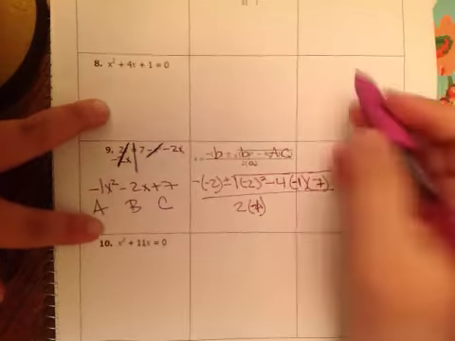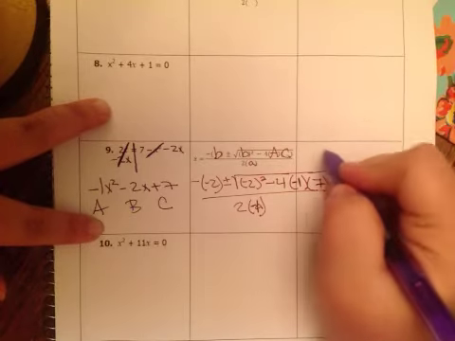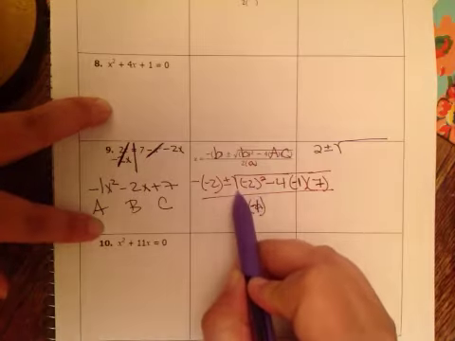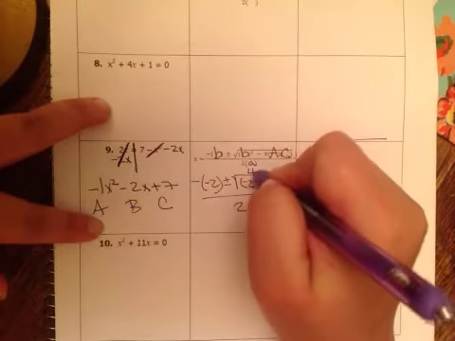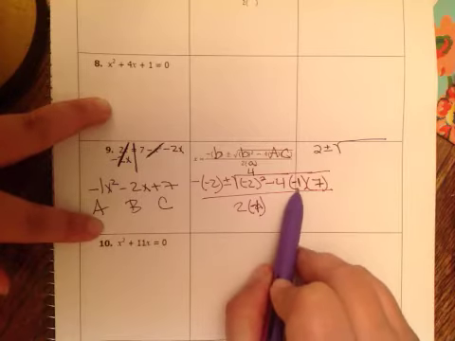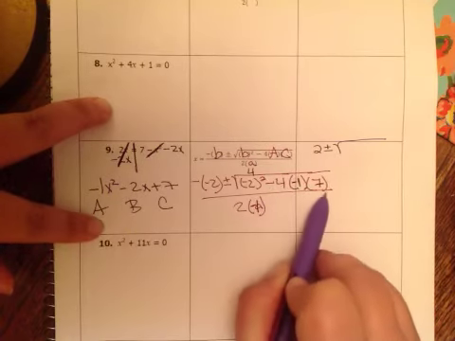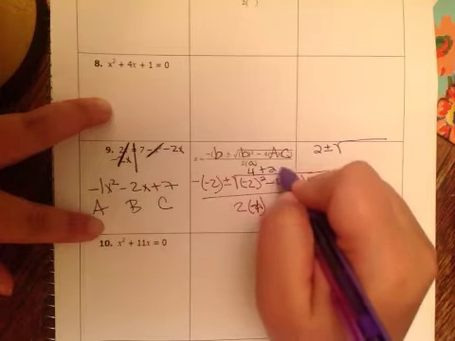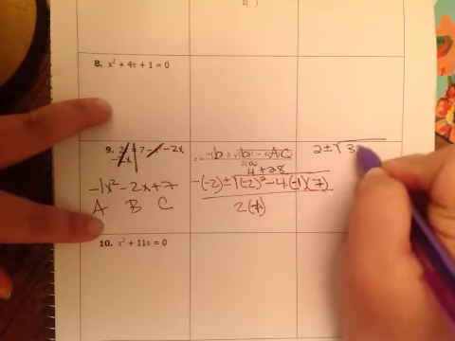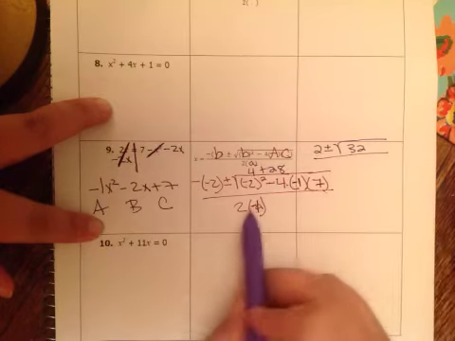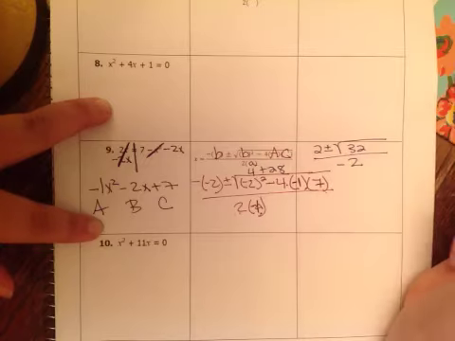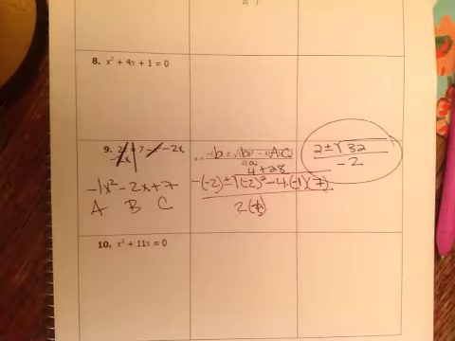2 negatives, of course, make a positive, plus or minus the square root. Negative 2 squared, 2 negatives make a positive, so it's just 2 times 2, which is 4. Negative 4 times negative 1 is positive 4. Positive 4 times 7 is 28. So now I just have 4 plus 28, which is 32. I'll put that in my square root. Divided by, 2 times negative 1 is negative 2. Okay? And then for right now, you're just going to leave it like that.